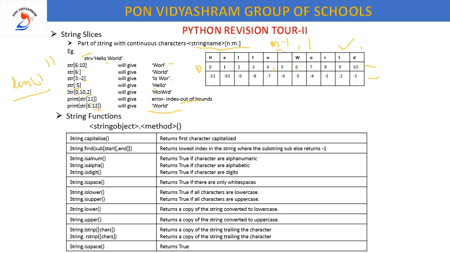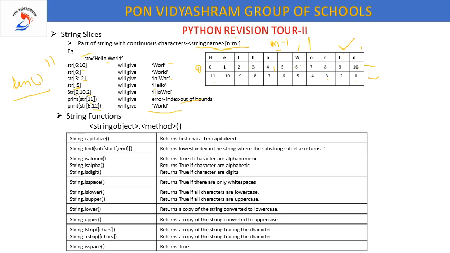When you are not aware of how many characters are there till the end, you might give a number greater than the length of the particular string. It will not give you an error in the case of slicing, but in the case of indexing, it will give you an error. So this is one of the advantages of string slicing.